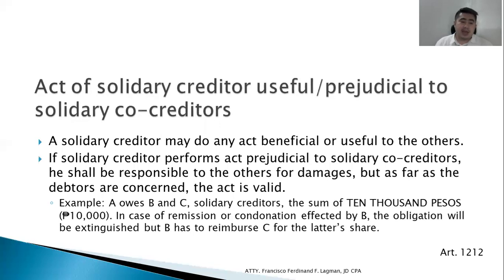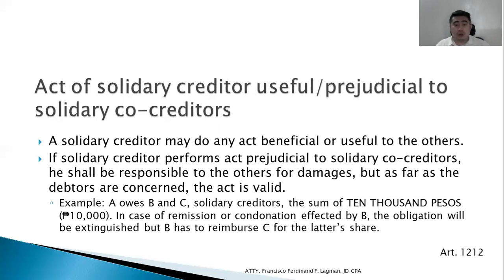Example, A owes B and C, solidary creditors. Again, class, yung pag solidary yung obligation, dapat naka-mention yan or merong wordings that will indicate solidarity. So A owes B and C, solidary creditors, the sum of 10,000 pesos. In case of remission or condonation effected by B. Again, class, no? What do we mean by remission or condonation? Sabihin, parang pinawalang halaga na, pinawalang bisa na, pinagbigyan. Parang hindi na sisingilin. Okay?